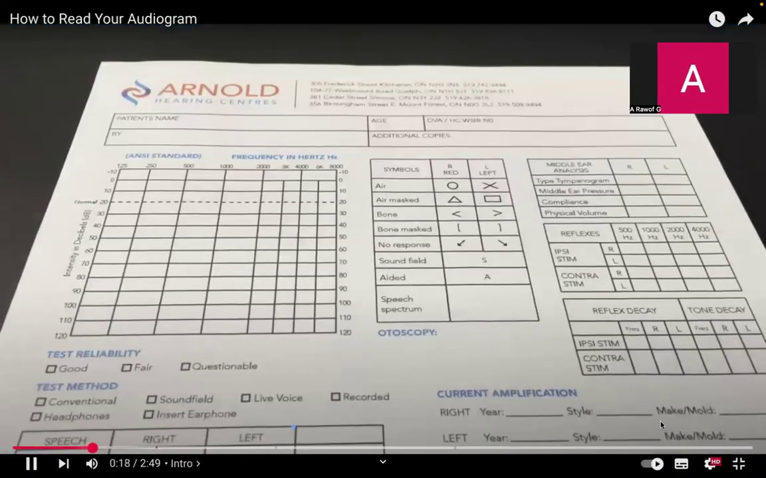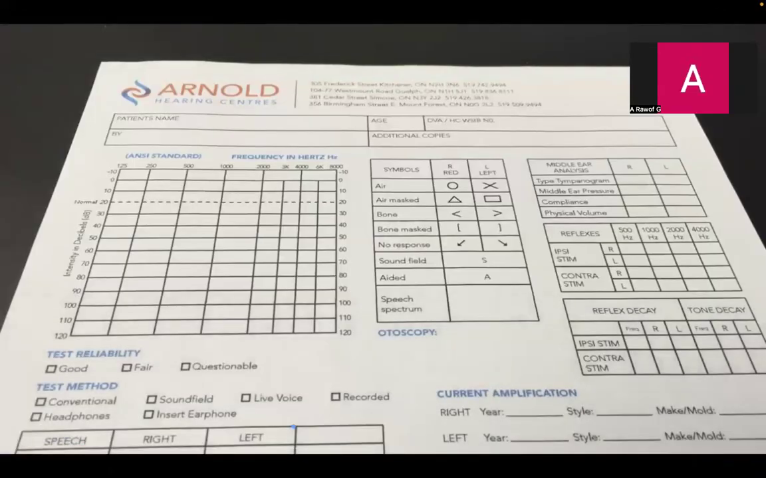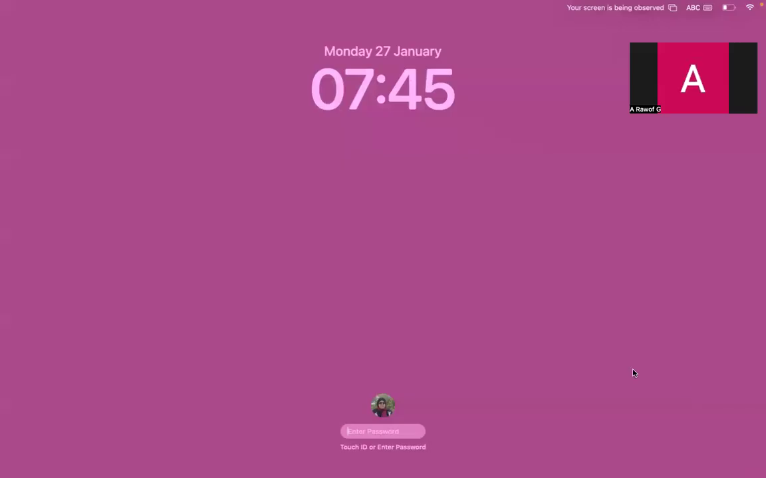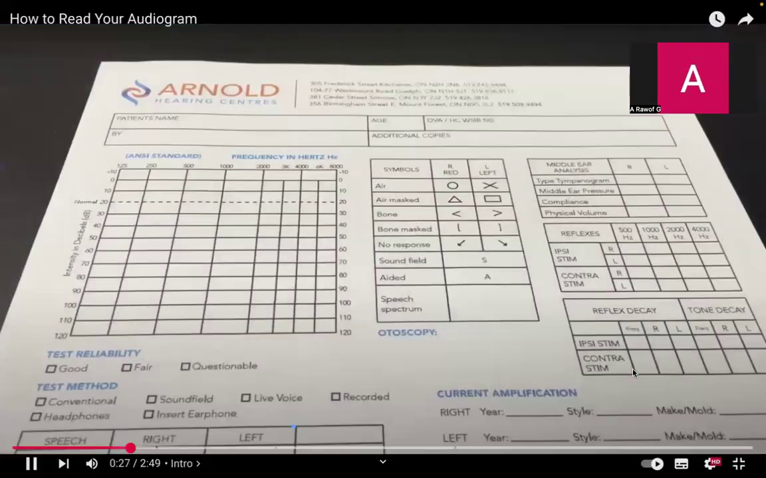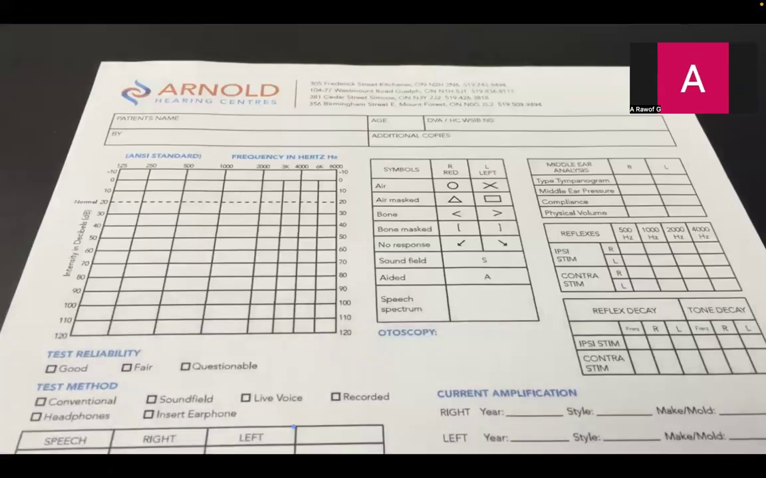Hey everyone, today I'm going to show you a basic overview of a hearing test, or what we refer to as an audiogram. When completed, an audiogram is full of information that helps us learn more about your hearing. I'm going to break down each section individually and give a brief description of what that means.